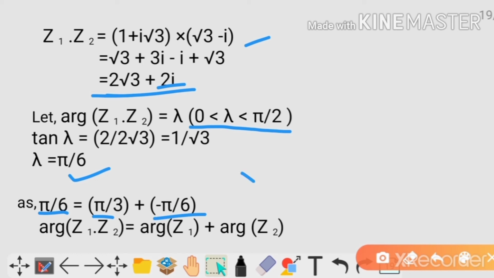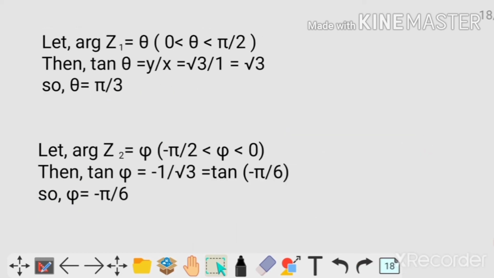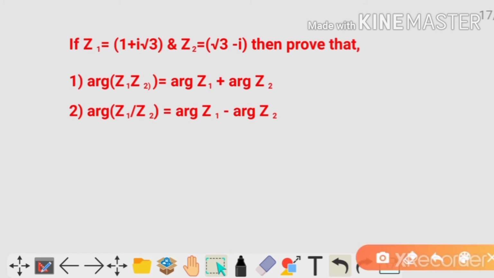So pi by 6 is equal to pi by 3 plus minus pi by 6. That means lambda is equal to theta plus phi. So it satisfies this. That means the argument of Z1 into Z2 is equal to the argument of Z1 plus the argument of Z2, which is proved. So we have succeeded in completing the first part. Now we'll move to the second question.